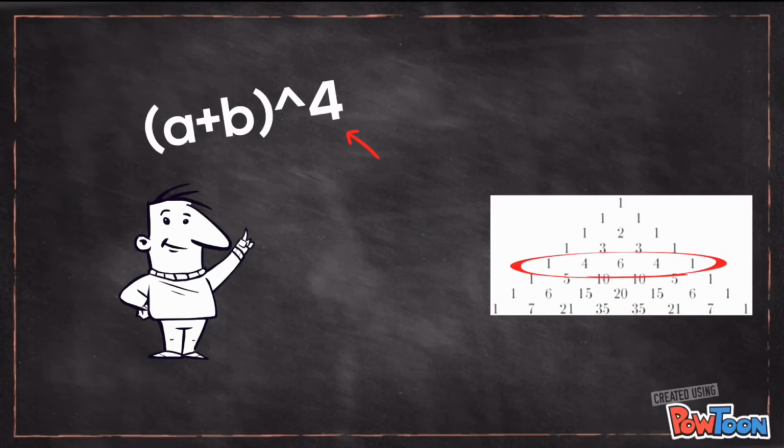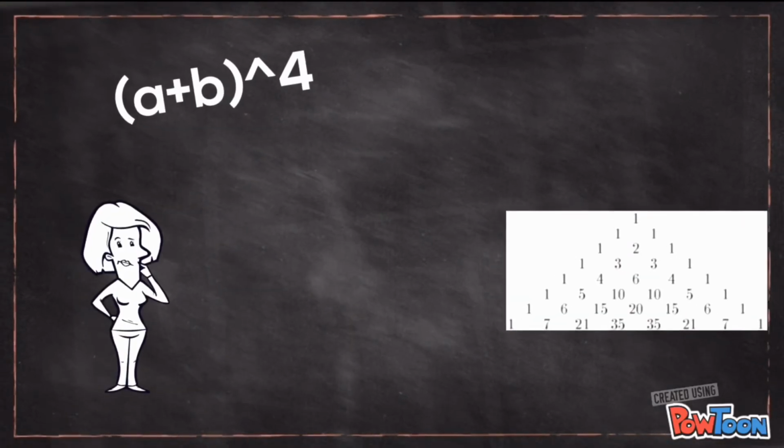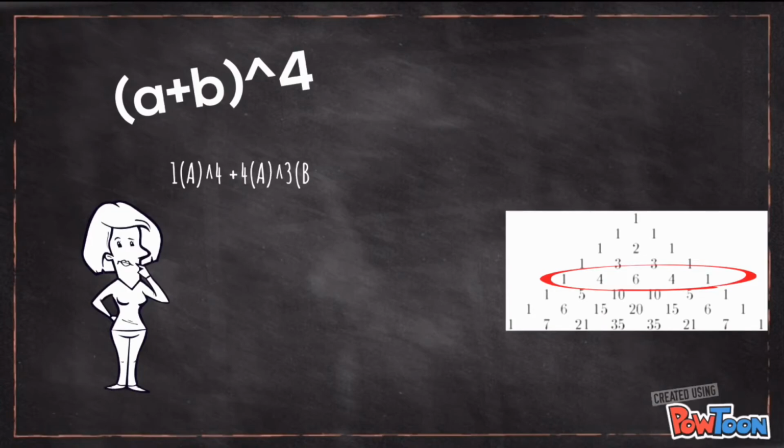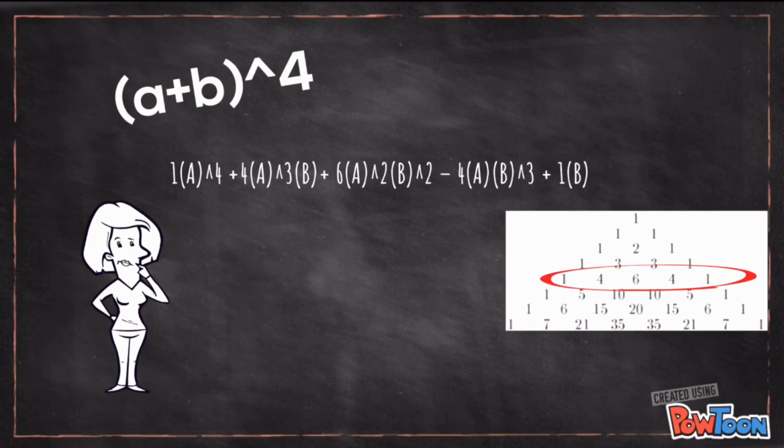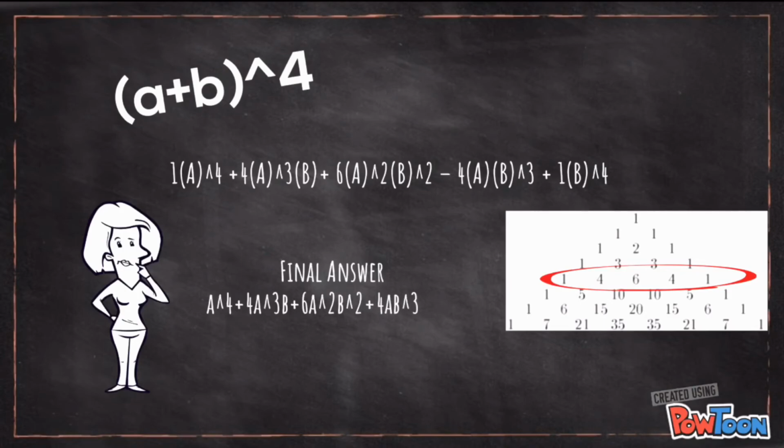which are the coefficients. Now, once we have the coefficients, we have to write them down, and using a and b, the exponent of the first term, which is a, will decrease, while the exponent of the second term, which is b, will increase. Now, to get the final answer, all you have to do is to simplify. Which then, here we have the final answer: a raised to the 4th power plus 4a raised to the 3rd power b, and so on.